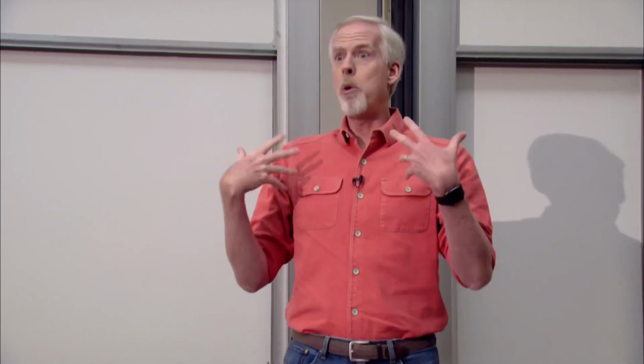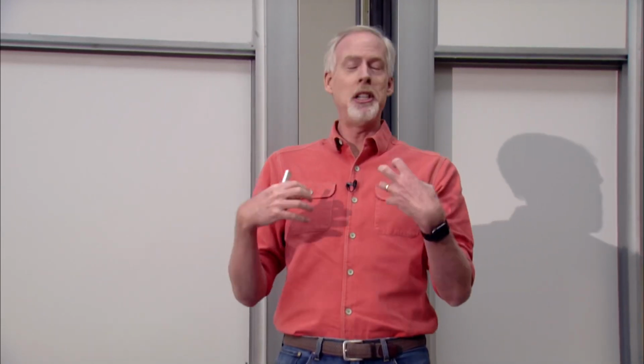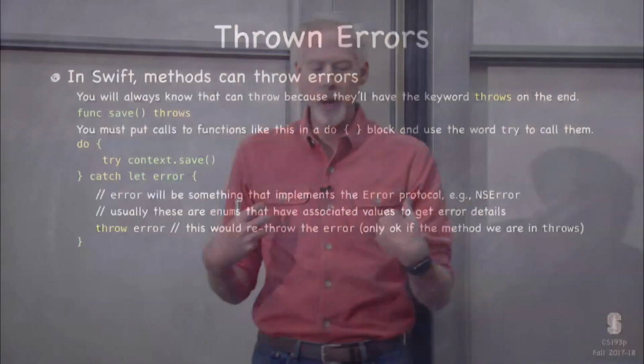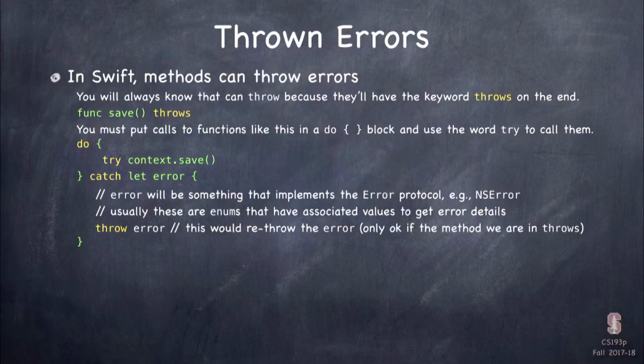Now, when it throws an error at you, you need to catch it. You catch this error, and then you can look at it and decide what to do. So how do you catch an error that has been thrown? You do that by putting this do-catch construct around your call to the method that might throw, and you say try in front of the call. So you're going to try this method, but it might throw. Since you've put it inside this do-catch, you're going to catch that error. It's as simple as that.